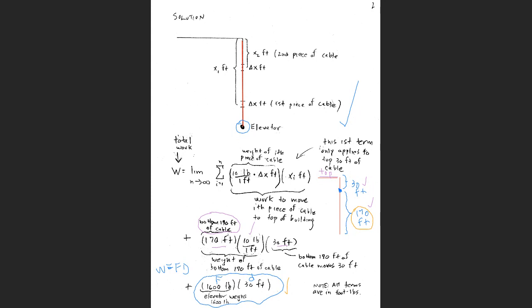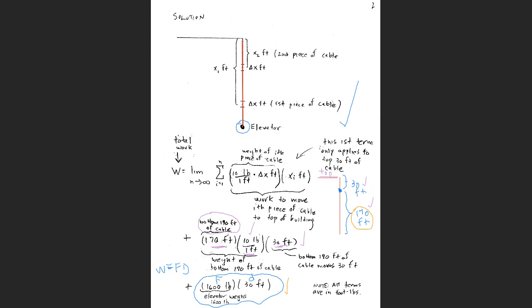So if you're going to determine the work needed in moving the bottom 170 feet of cable 30 feet, you just take the force times distance. Well, distance is 30 feet, and the force would be 170 feet times 10 pounds per foot. Okay, that'll give you the weight, which is 1,700 pounds. So that takes care of the bottom 170 feet of cable.